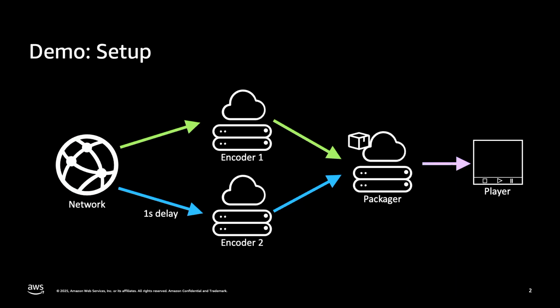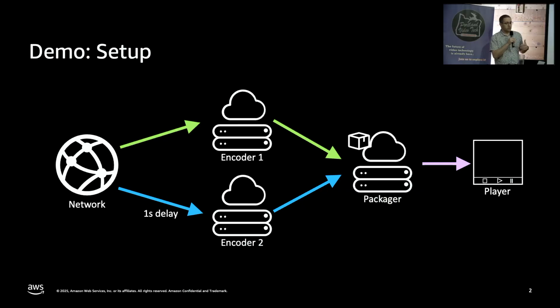So with that said, I've got a demo that shows what happens when it goes badly, and we'll show this demo twice tonight. The first time, what we've got is a file that's being fed in over the internet to two different encoders that are feeding a single packager. And that packager is basically able to do redundancy with those two encoders. And if one of them fails, it will switch to the other one.